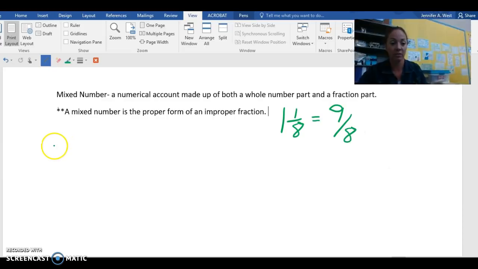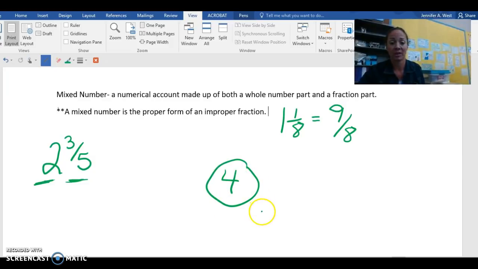So let's say, another example could be 2 and 3/5 would be a good example of a mixed number, because here is the whole number part, here's the fraction part. A non-example would just be something like 4, because it does not have the fraction part. Or it could be something like 1/4, because it is missing the whole number. So you have your example and your non-examples right here. We have 1 more word left to go.